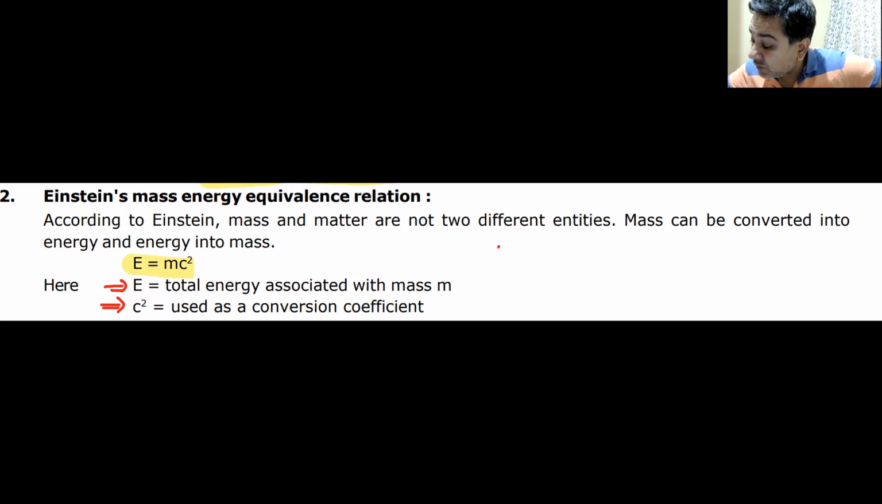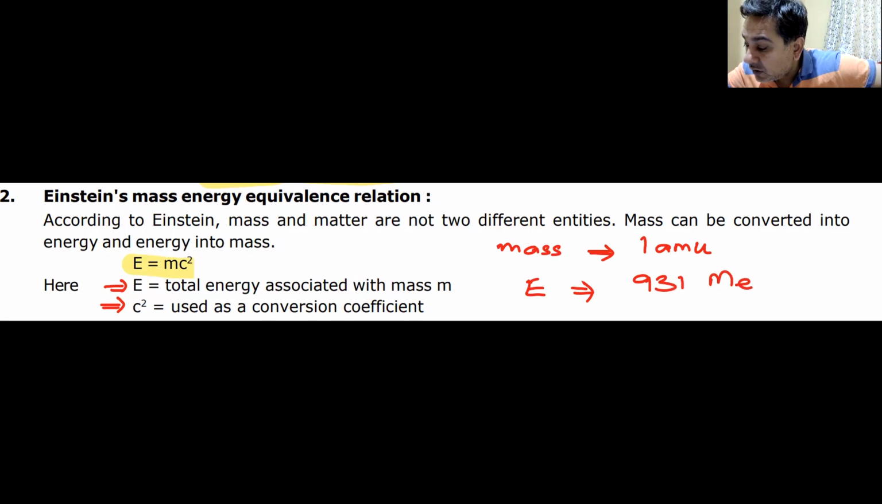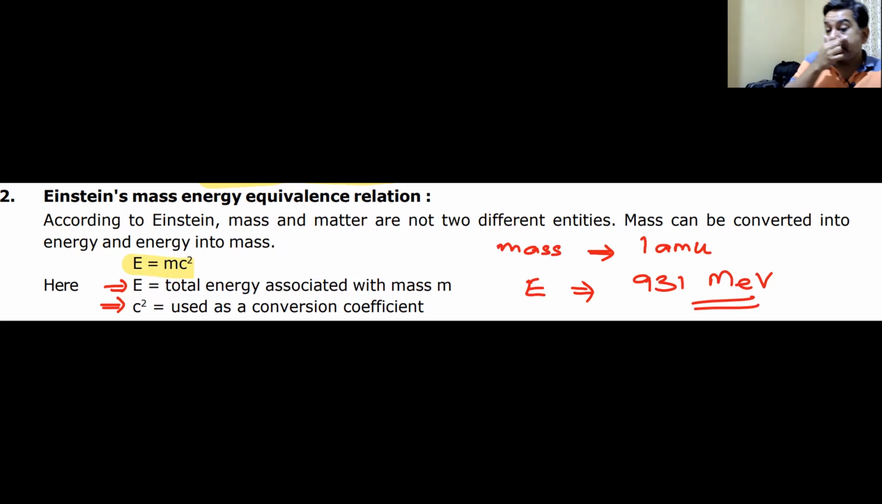If the mass of the body is 1 AMU, you understand the meaning of 1 AMU? Yes, sir. 1.66 into 10 raised to the power minus 27 kg. Now, if I convert this 1 AMU into energy, the energy that I will get for 1 AMU, if I put the value, it will be 931 mega electron volt. Will you remember this? Yes, sir.